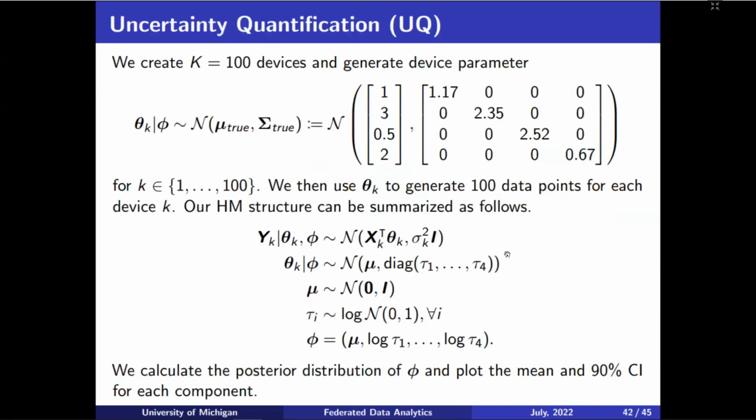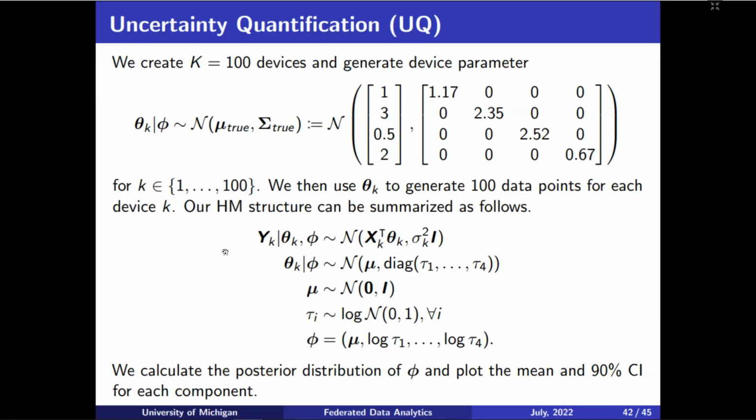As I mentioned before, one advantage of HM2 is that it can quantify the uncertainty in the parameter estimation. Therefore, our final goal is to test the UQ performance of HM2. Here, I generate 100 devices and then generate device parameters as follows. I then use theta k to generate 100 data points for each device k, and here is our HM structure.